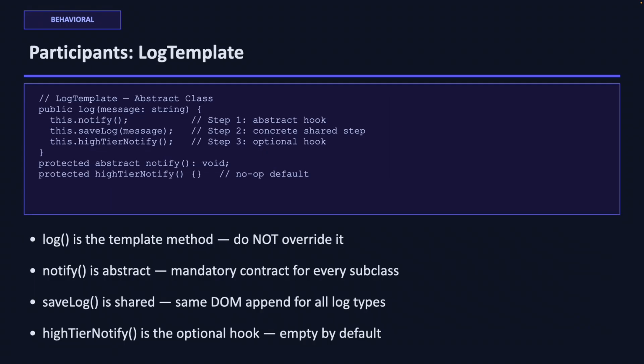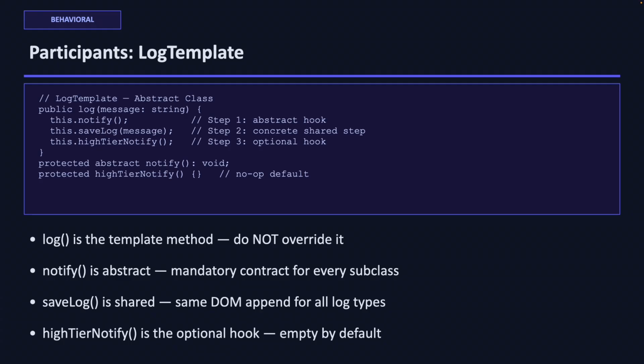The first one I want to talk about is this log template. This is the abstract base class. Here we're first looking at the log method, and this is the template method. It calls three things in this very specific order: there's the notify, there's the save log, and then there's a higher tier notify method. The sequence is invariant. That means it will never change no matter which concrete subclasses are in play.